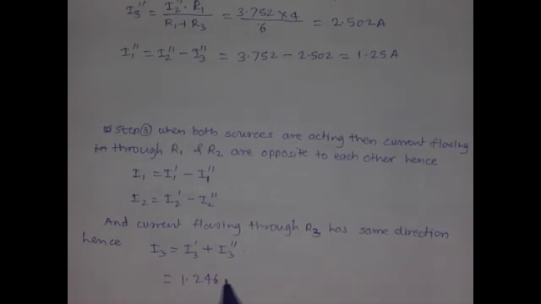and its value should be 1.246, that is I3 dash, plus 2.502, it gives total current 3.748 ampere. Here we can get these current values.